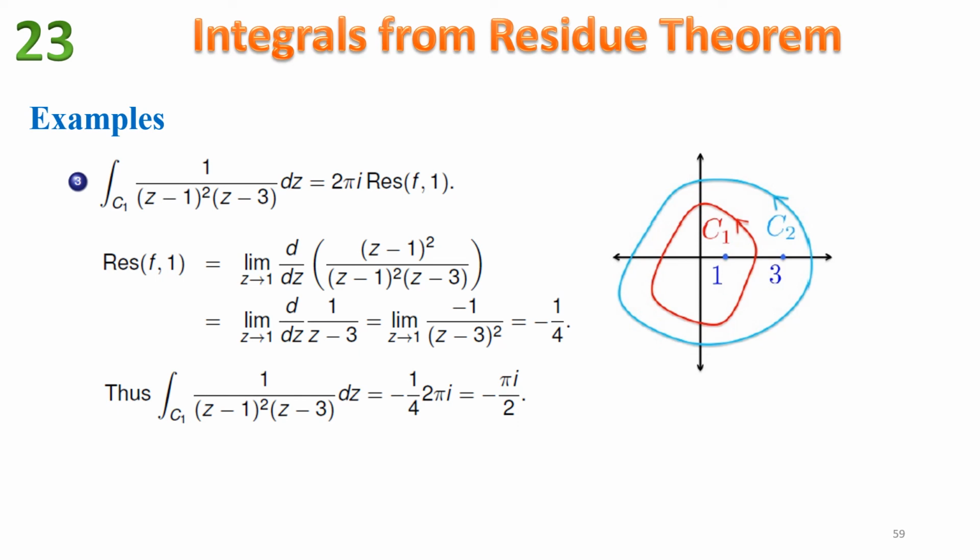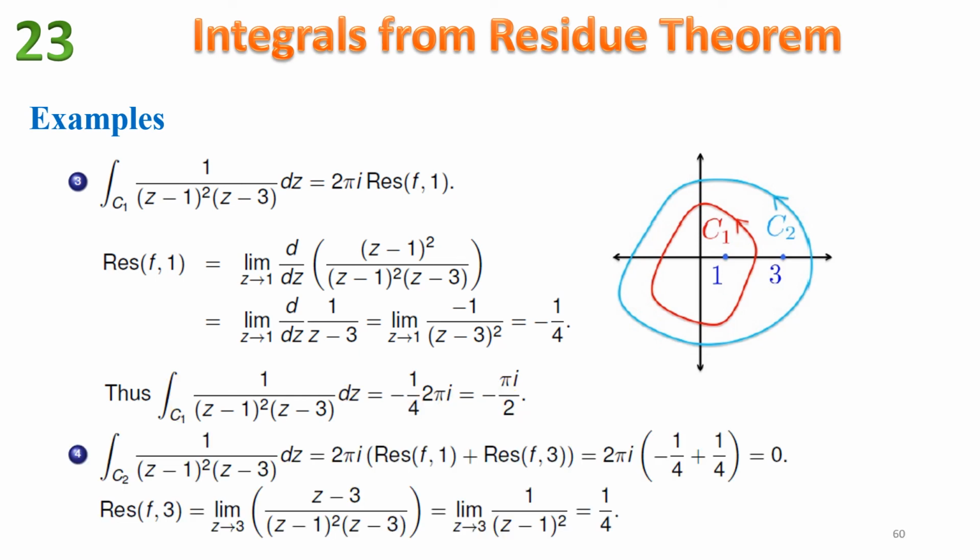Similarly, the integration over C1 of the function dz is equal to minus 1 by 4, which is the residue, multiplied by 2 pi i. So in all it becomes minus pi i upon 2. Similarly, we can find it for the contour C2, which I am trying to highlight again for you as the blue line in the counterclockwise direction. So this is the contour C2.